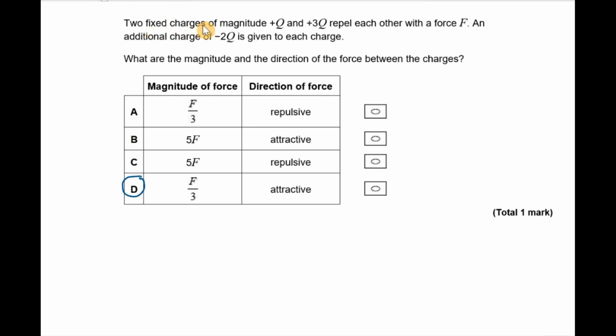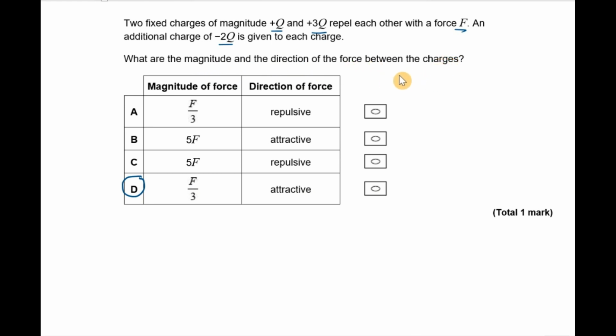So we've got two fixed charges of magnitude plus Q and plus 3Q, and they repel each other with a force F. An additional charge of minus 2Q is given to each charge. What is the magnitude and direction of the forces between the charges?